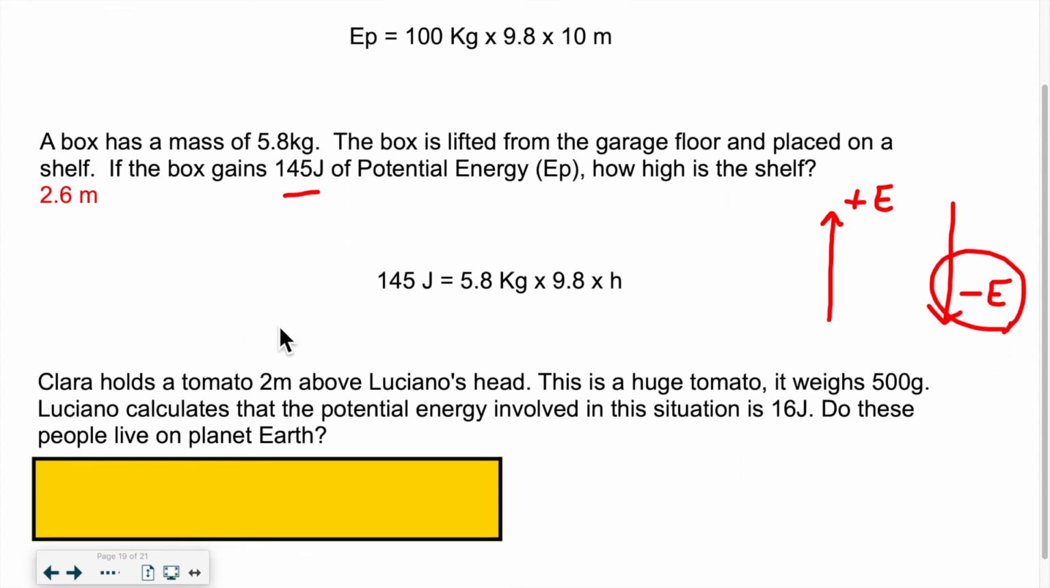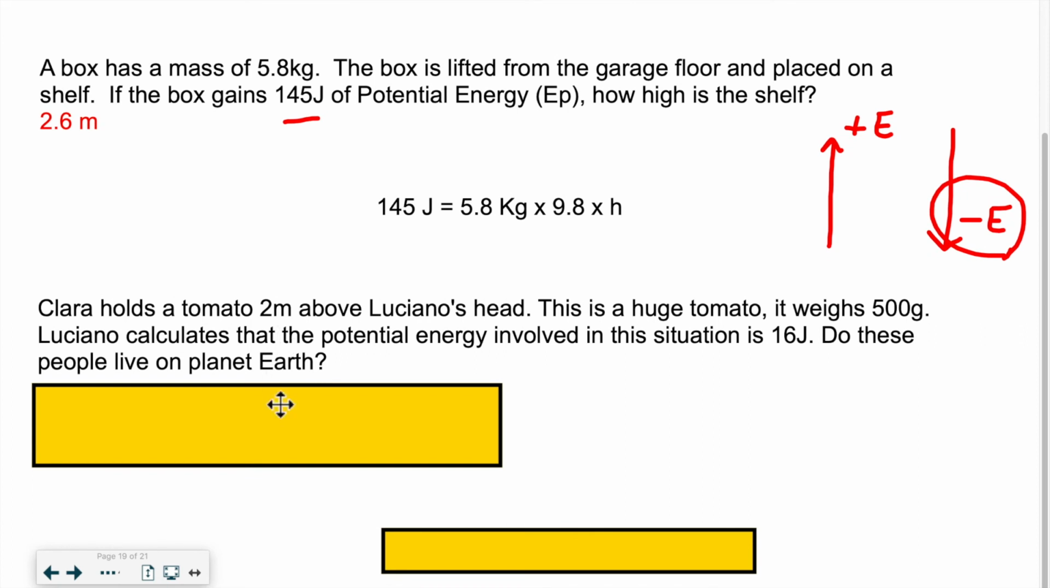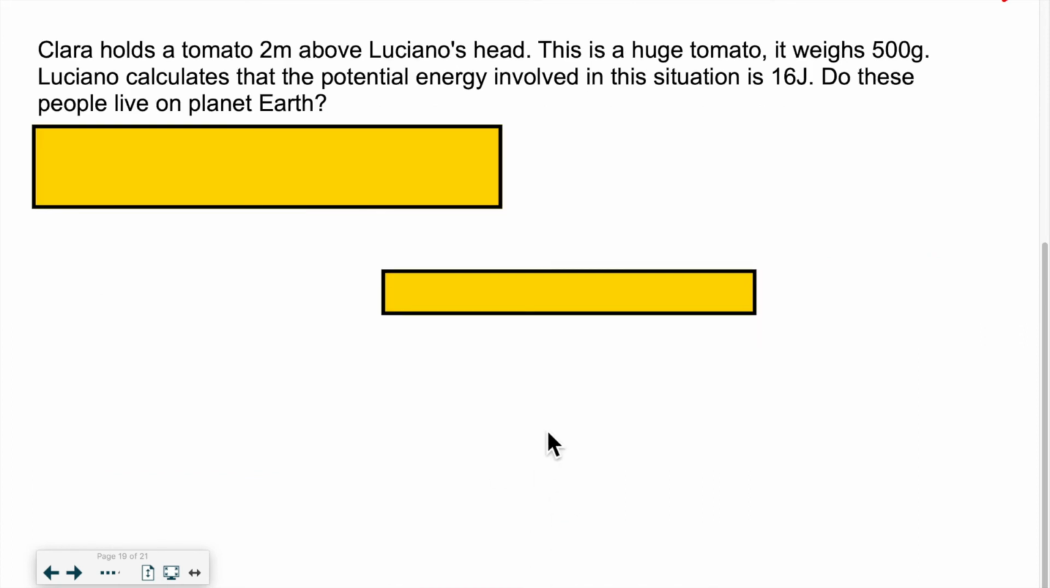Next question. Clara holds a tomato 2 meters above Luciano's head. This is a huge tomato. It weighs 500 grams. Luciano calculates that the potential energy involved in this situation is 16 joules. Do these people live on planet Earth? Okay, so if we replace, we have the height, we have the energy, and we have the mass, but the mass is in grams. We're going to have to convert this to kilograms, right? So 500 grams is half a kilogram. So this divided by 1,000 gives me 0.5.